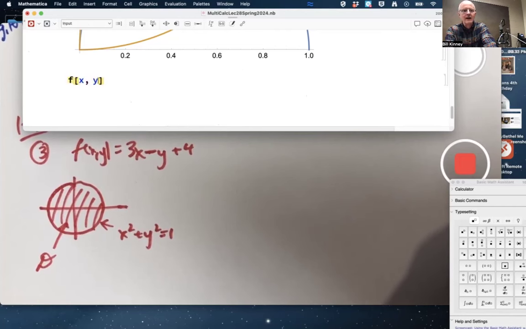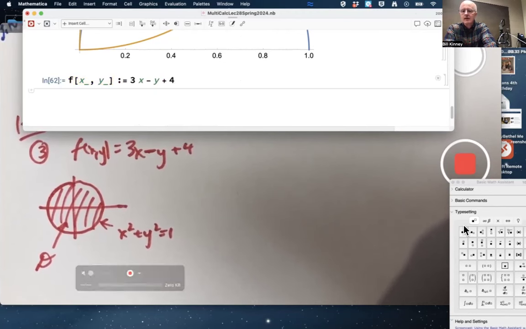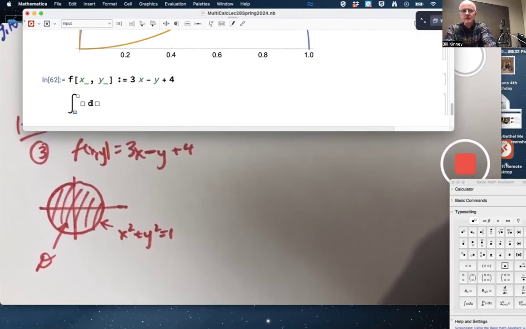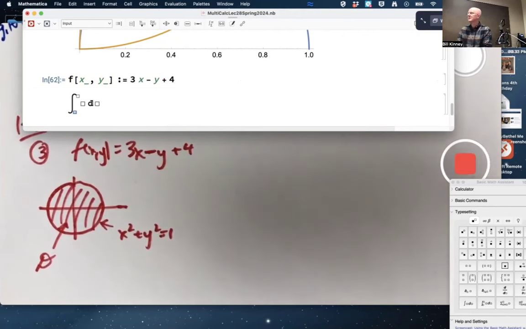So f of x y, I'll go ahead and define, is a nice simple linear function, 3x minus y plus 4. If we were going to do the double integral in rectangular coordinates to find the volume under the graph of this, which would be above the xy plane, by the way, because of the adding 4. So we're going to find a volume under a surface. It'd be a plane, actually, because it's a linear function.